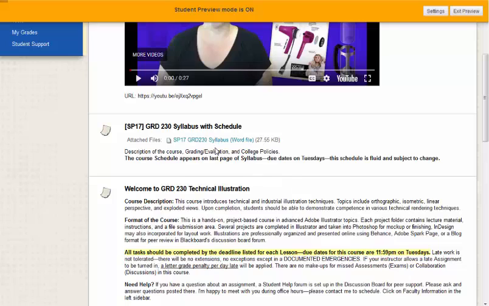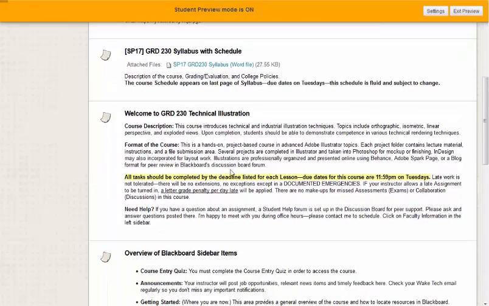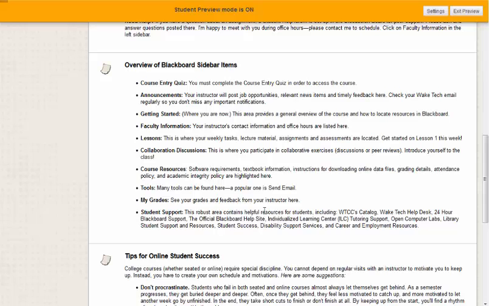The syllabus is attached, and weekly deadlines are clearly stated. The course description and format are also here, followed by an explanation of each of the Blackboard sidebar items for student reference.